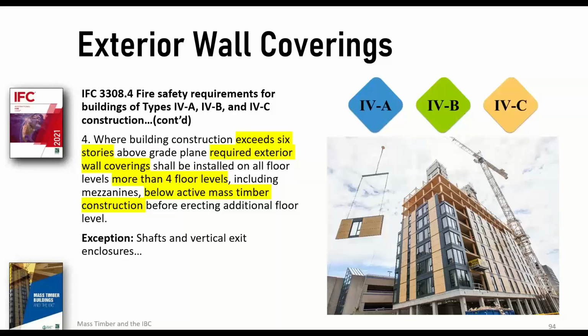So these exterior wall coverings are required to go up with the building. So where a building exceeds 6 stories above grade plane, the required exterior wall covering shall be installed on floor levels more than 4 floors below active mass timber construction. And this would apply to A, B, and C, because C is still required. Even though they don't have to protect all of the mass timber inside, they do have to protect it, and it has to be non-combustible on the exterior side of the exterior wall. And just note that the term exterior wall covering is a defined term in the International Building Code.